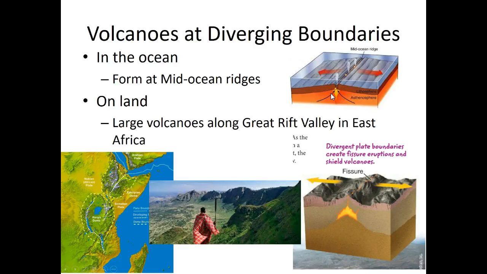You can also have volcanic activity up on the land. Large land volcanoes occurred along the Great Rift Valley in East Africa. And remember, these are formed by diverging plate boundaries. So they create something called a fissure eruption, and they will also create something called a shield volcano, which we will look at later. This is a native person from Africa. He's probably from the Maasai tribe, which is really kind of cool. And you'll see all the different plates here, but this happens pretty close to Kenya, and in Kenya we have these Maasai people, and so they see a lot of this activity happening.